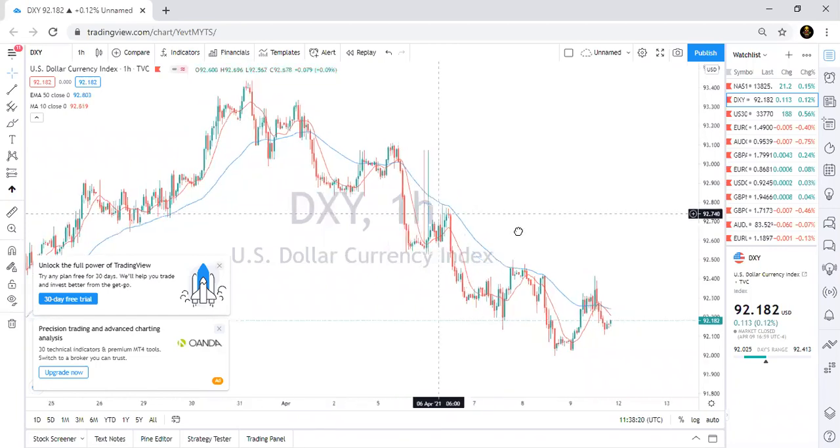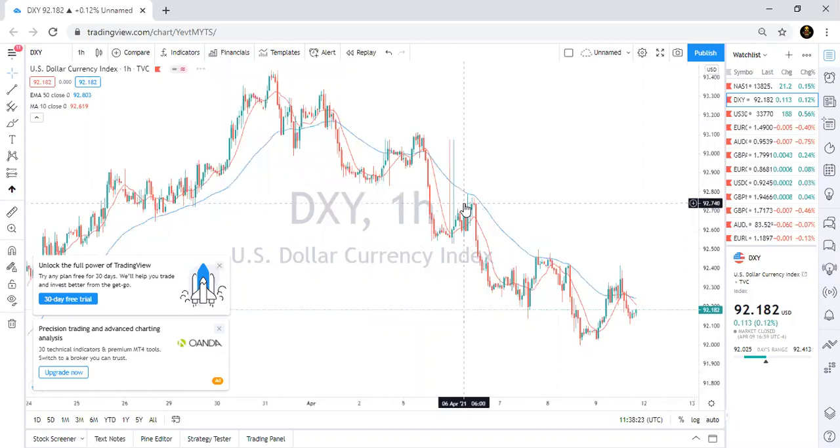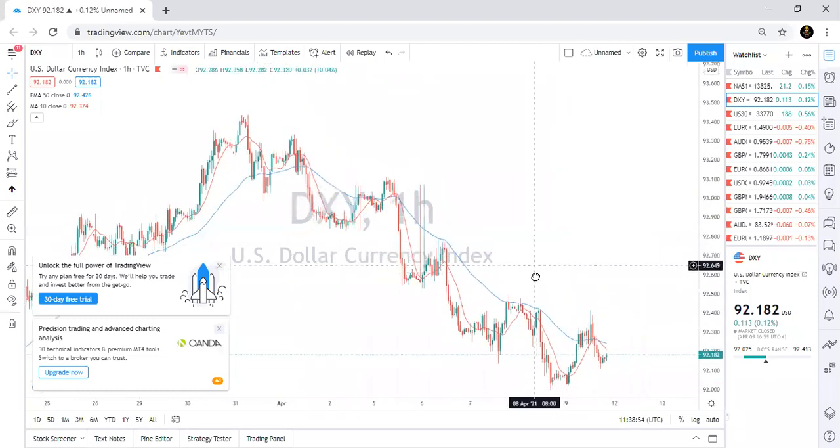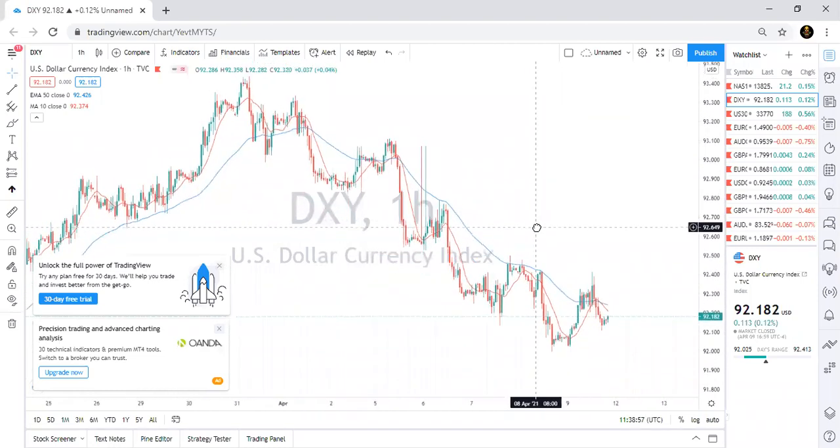If this DXY dollar index is going down, it tells you that all the pairs that have the US dollar on the right side will go down. When it's going up, any pair starting with US dollar is going up. When it's going down, any pair that ends with US dollar is going down. You understand? Let's say for example, Euro US dollar. If this index, it's not a currency, it's an index, is going down, Euro US dollar will go up.